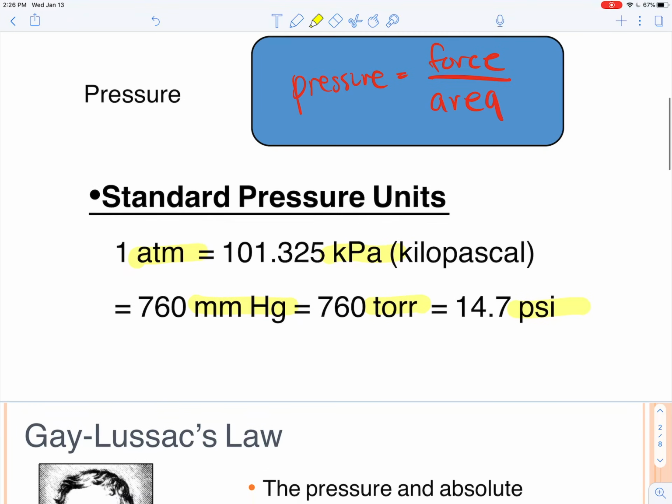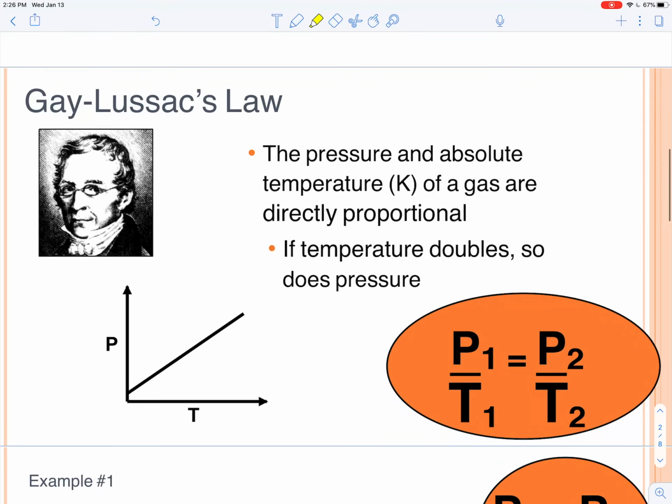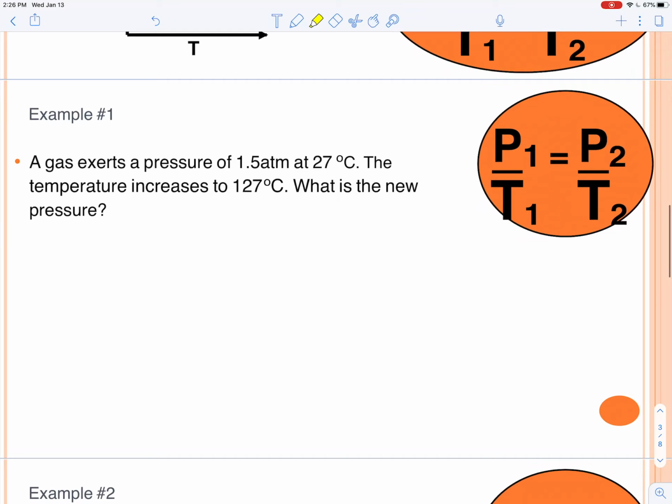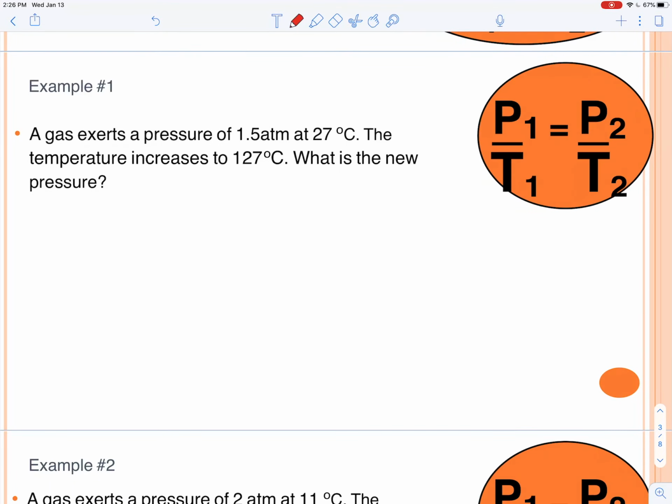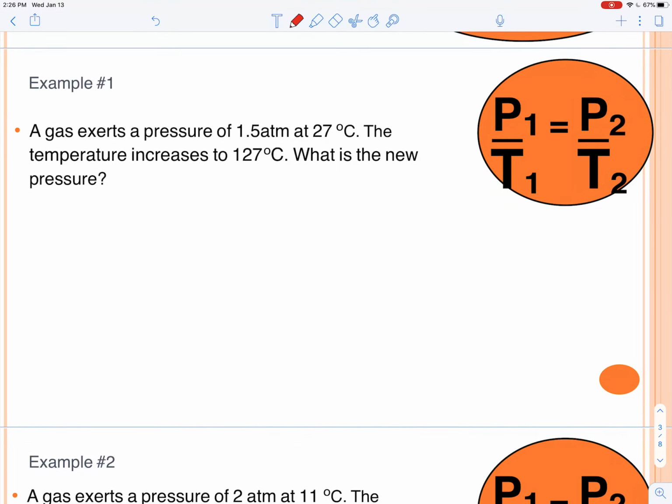square inch. Gay-Lussac's law states that pressure and temperature are directly proportional. So if you double the temperature, you also double the pressure. Okay? If you decrease the temperature, you also decrease pressure by the same amount. Let's get right to the example problems.